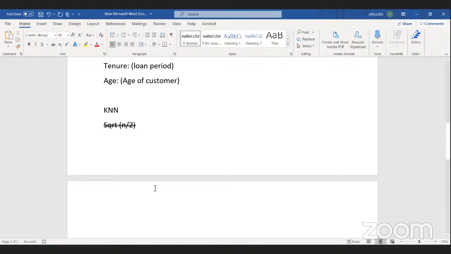Train accuracy minus test accuracy less than or equal to 5%. All right, this is the thumb rule. Or if you put it as test error minus train error, it should be less than or equal to 5%. All right.